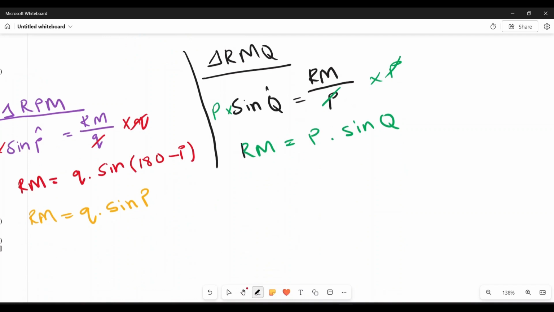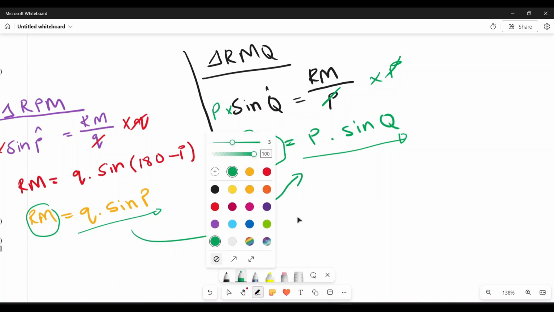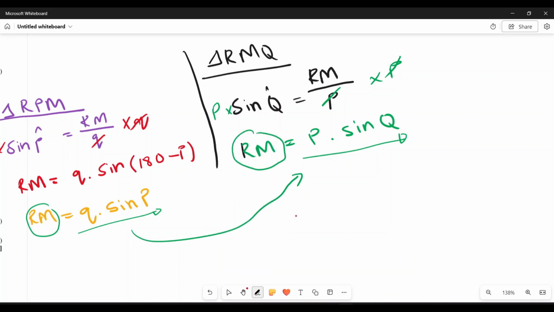Now, the final step, as you could see here, we have RM, which is equal to a different equation. Same applies to this side. We have RM, which is equal to a different equation. Now we're going to equate these two together because they are the same as RM. So basically now doing the last step. I'm going to say, okay, Q multiplied by sine P is equal to P multiplied by sine Q.